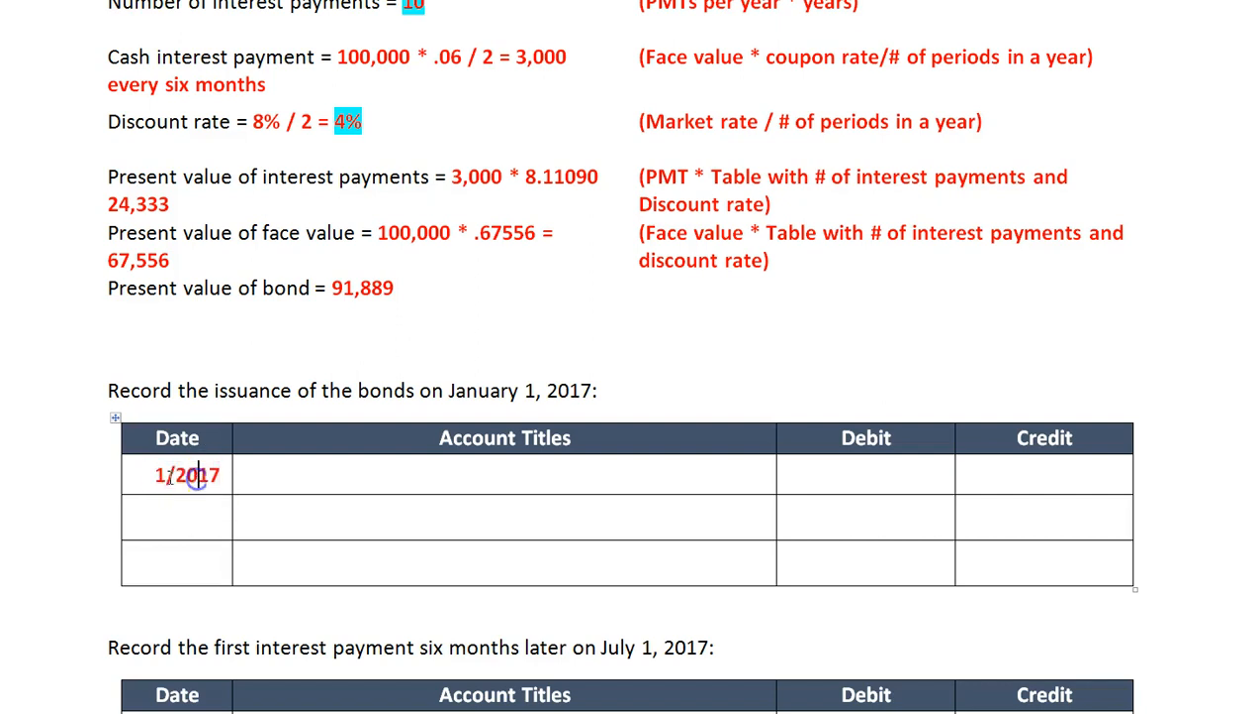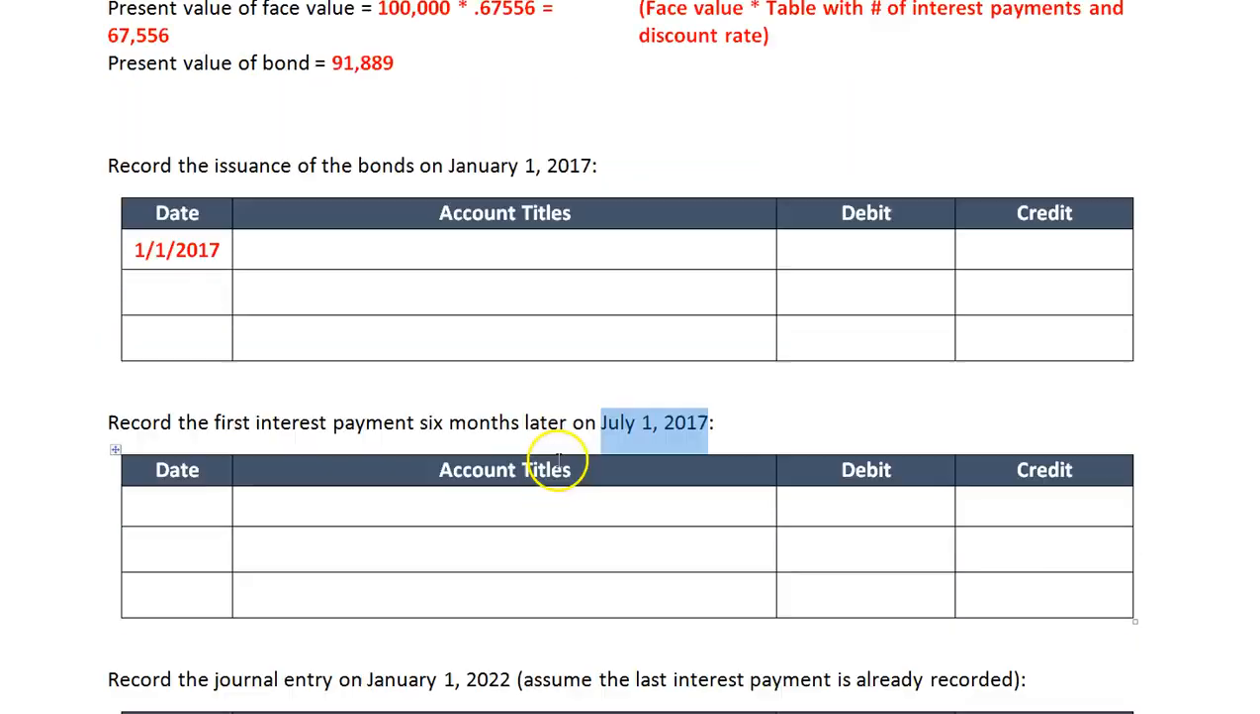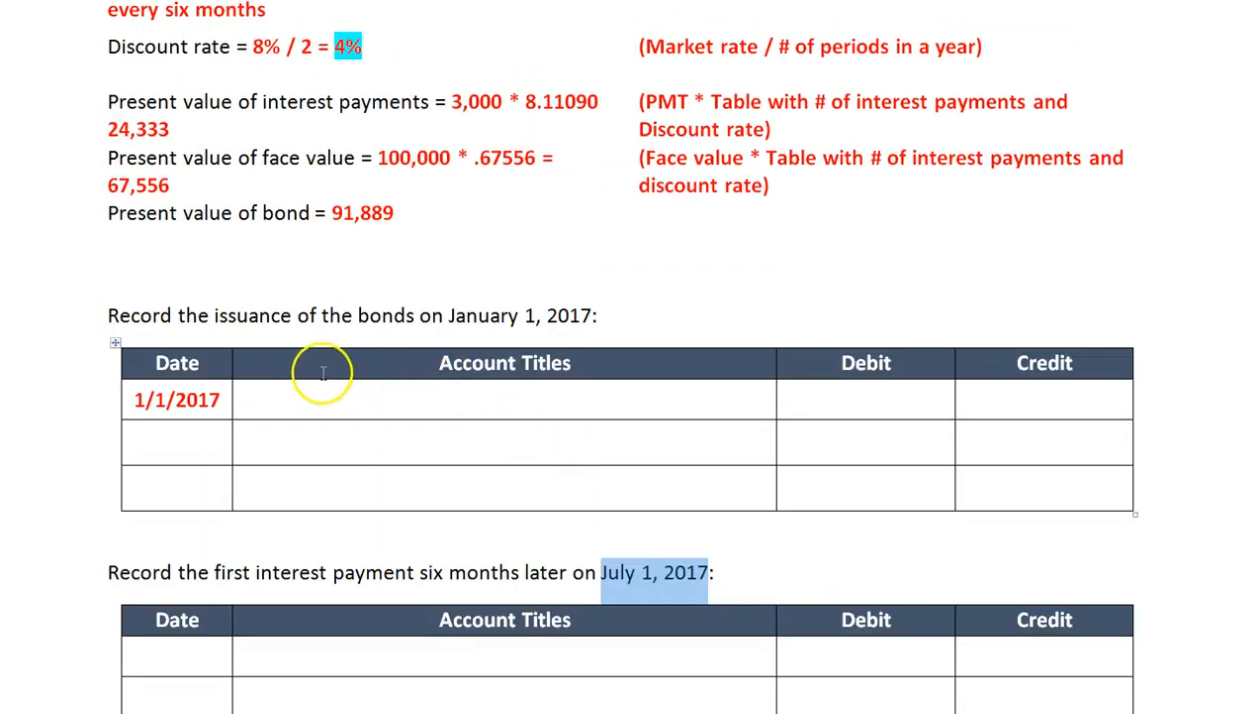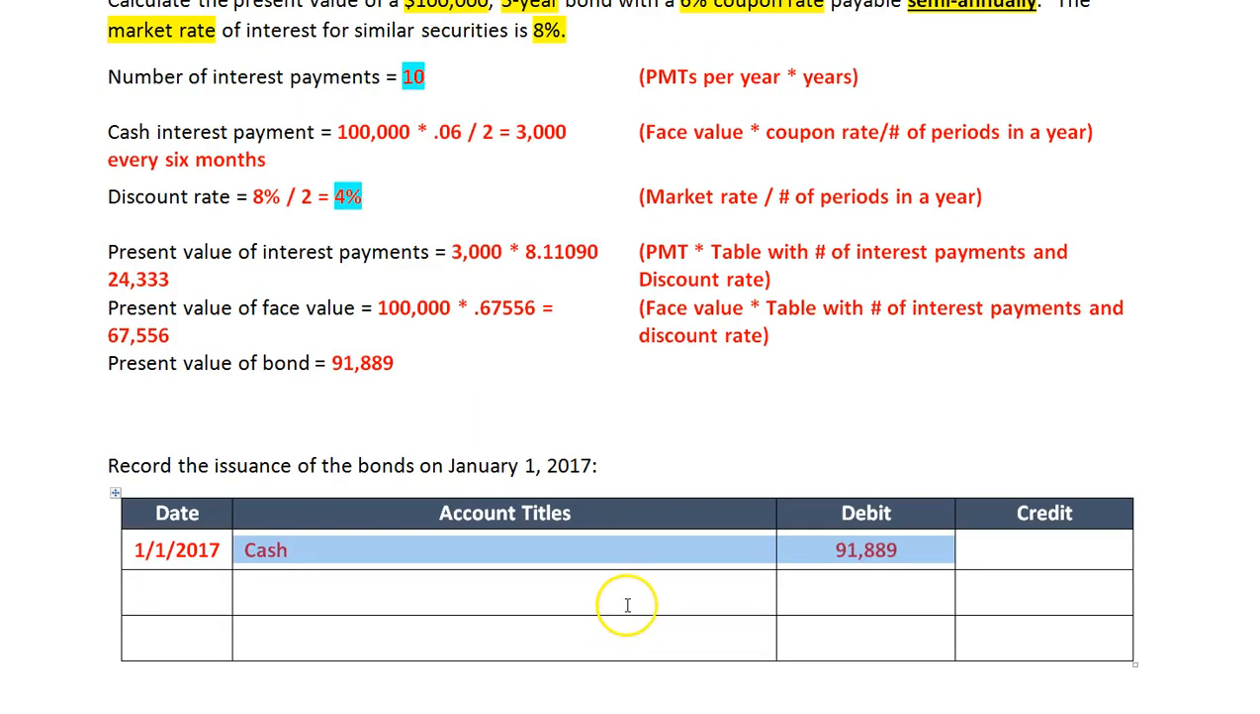So we're doing this January 1st, 2017. Yeah, if you have the printed copy, I have some of the dates wrong, but I've updated them here. Present value. Okay, let's record that cash. We're issuing these bonds, so we're going to collect that amount of cash, that number right there. So we're going to debit cash for 91,889. So we're borrowing money. That's all bonds are. It's a form of debt.